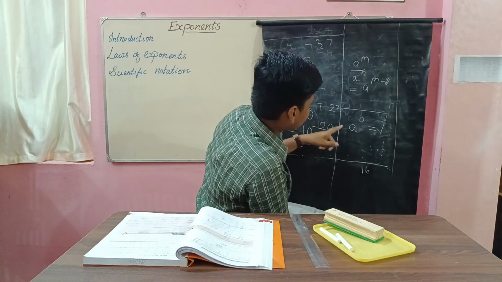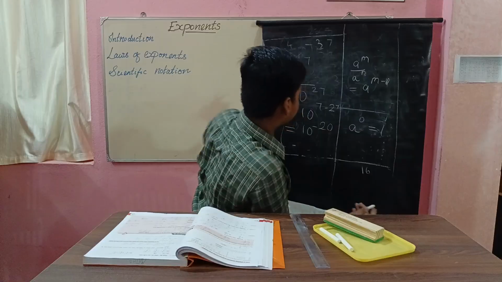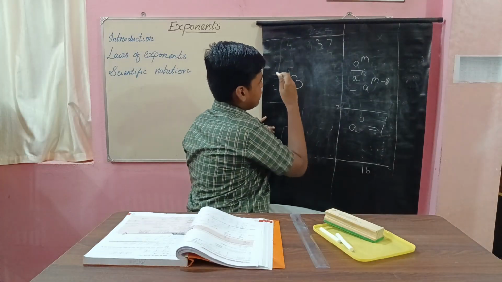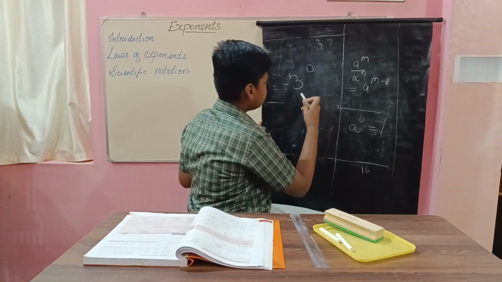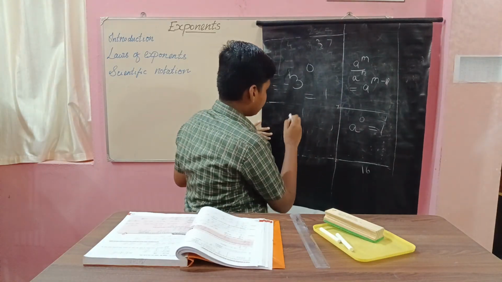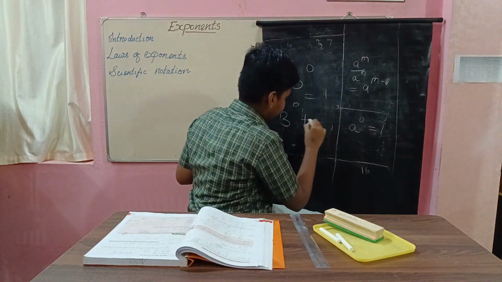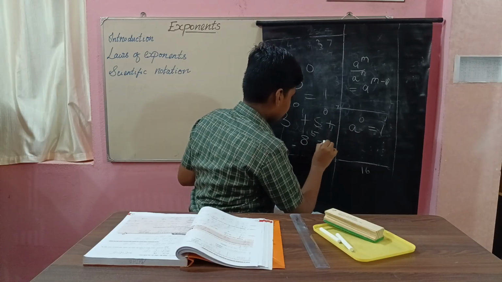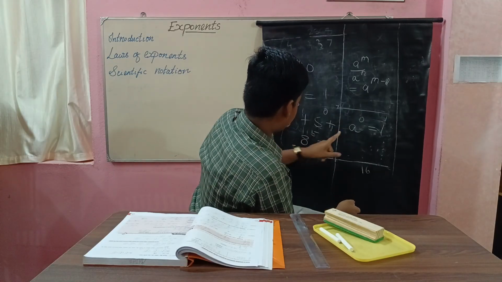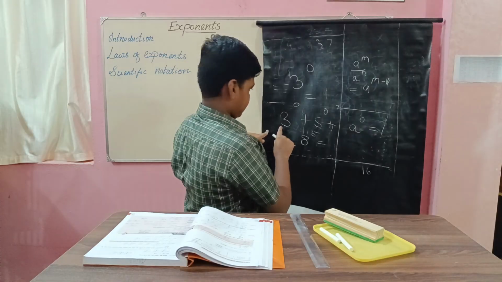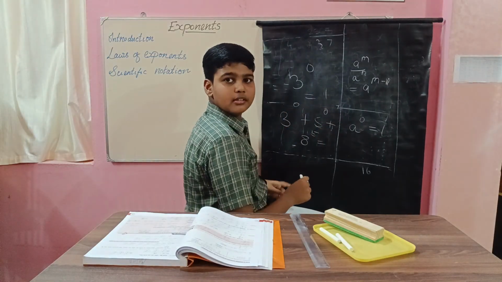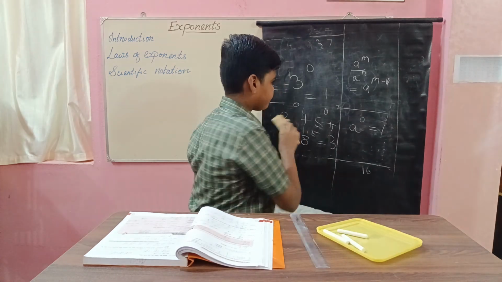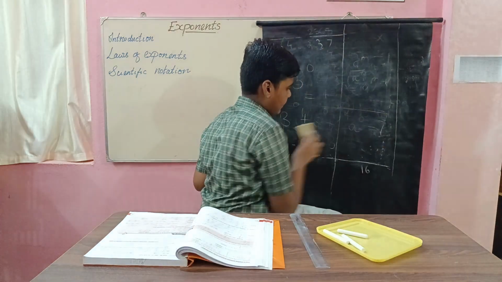And then a to the power 0 is equal to what? Any number to the power of 0 is 1. For example, 3 to the power of 0 is 1. So if 3 to the power of 0 plus 5 to the power of 0 plus 8 to the power of 0, very simple: 1 plus 1 plus 1. This one, this one, this one. So the answer is 3. That's all. So very easy. Now we have learned about all the laws.